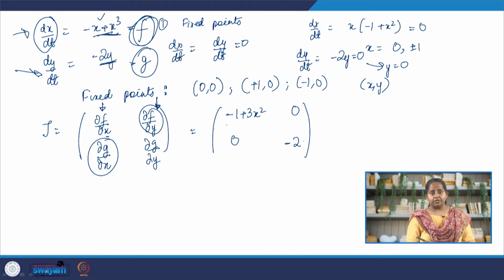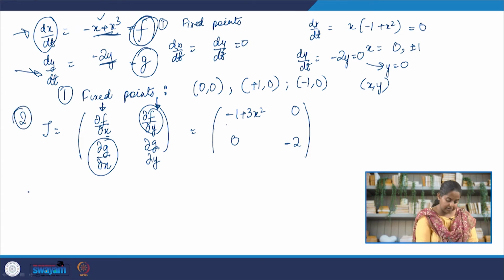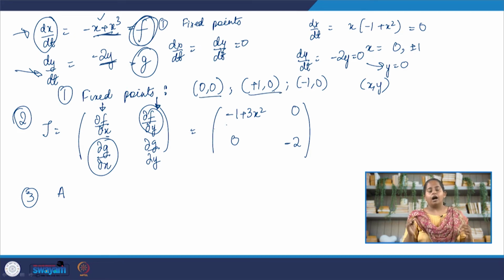Now we will use this Jacobian to find our characteristic equation at each of the fixed points. The first step was to find the fixed points, the second step was to find the Jacobian matrix, and the third step is to find the characteristic equation. We find it at each fixed point because we are interested in seeing how the trajectories behave around the fixed point, and then using that information we can qualitatively construct the whole phase portrait.